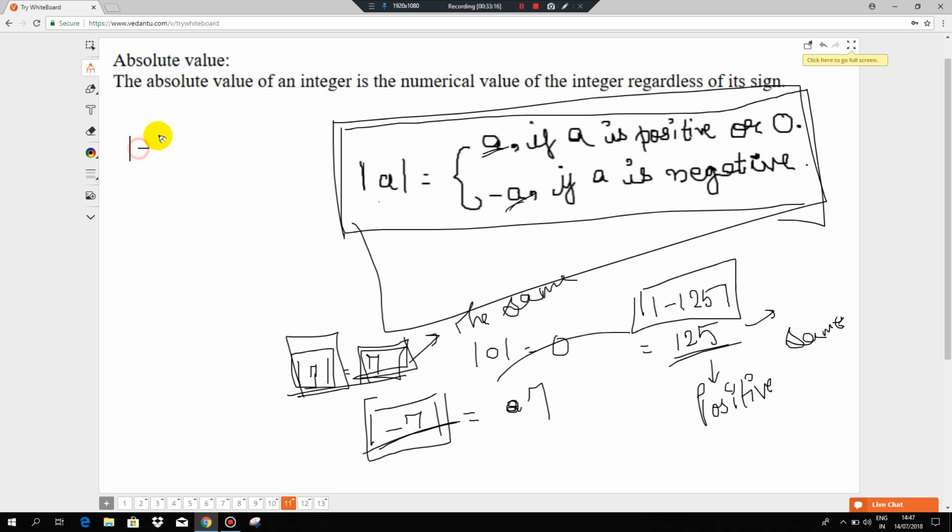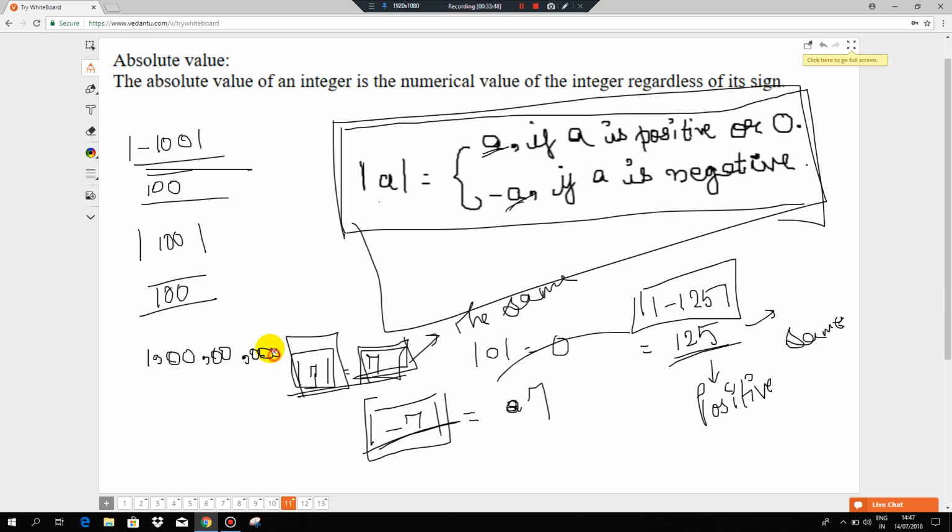Think of the example 100. Minus 100, we get 100 only. If this 100 is positive, we get 100 only. All the numbers are the same. Like if I put minus crore, then we get the number crore, right? If the number is positive crore, same.